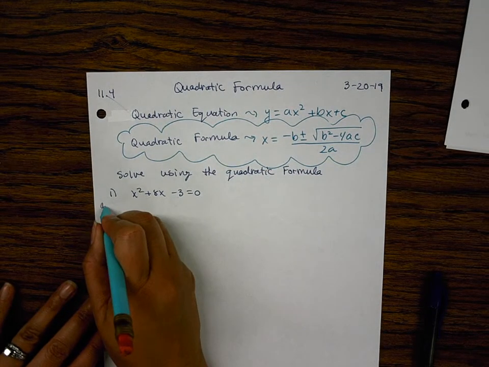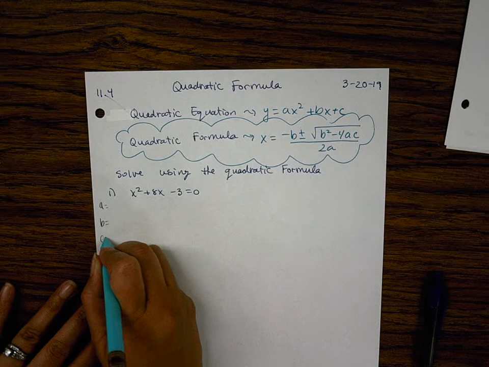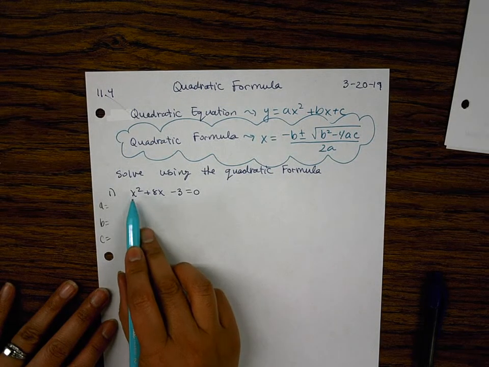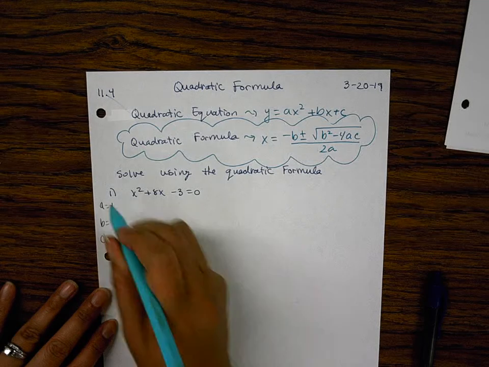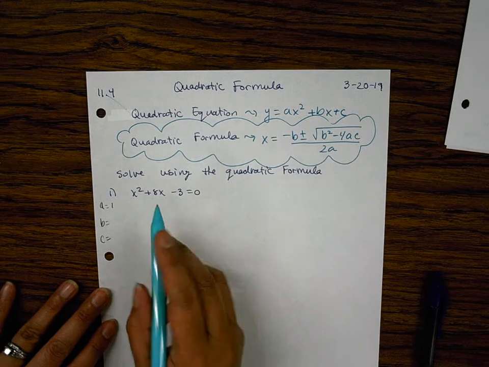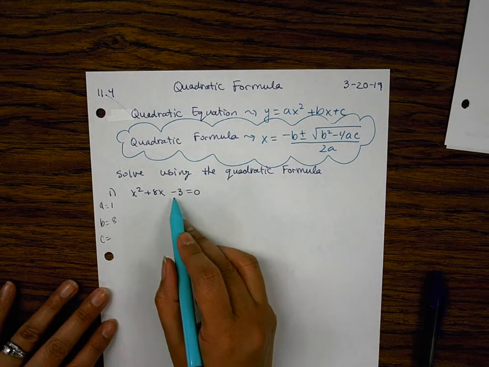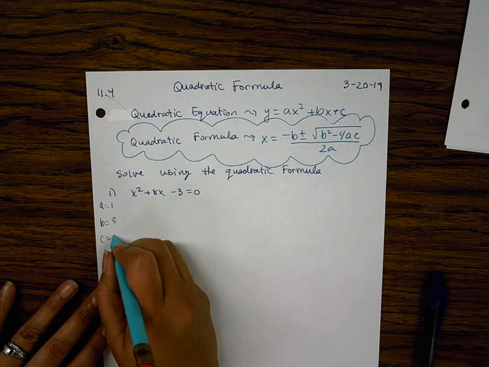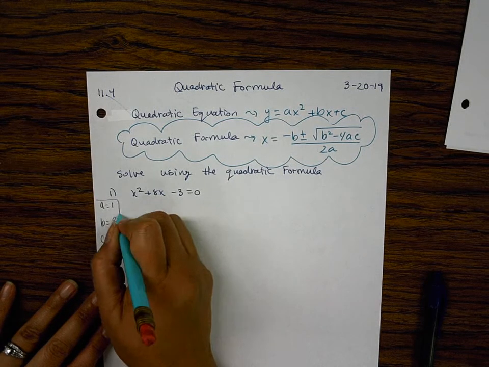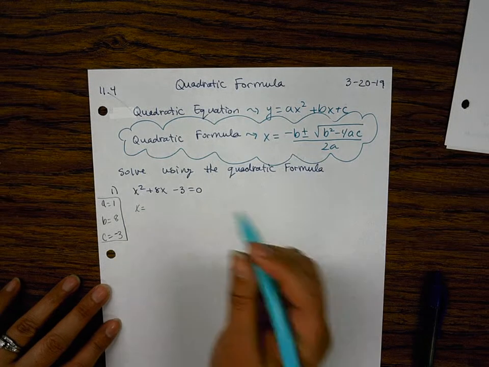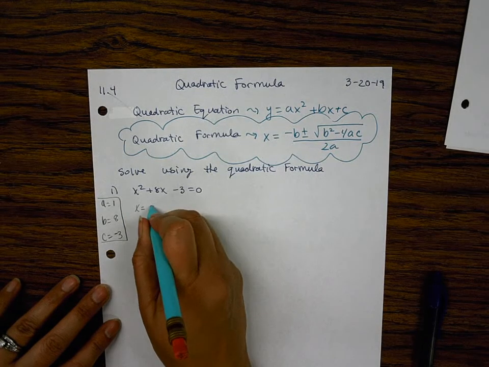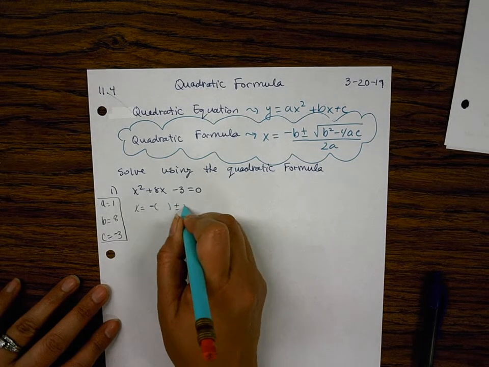So what you're going to do is label your A, your B, and your C. I'm going to do that over here. A equals, B equals, C equals. A is your leading coefficient in front of your x squared. Do you see that? And it's 1. B is the coefficient of x, that's positive 8. And C is your constant, negative 3. Okay, we're going to use that.